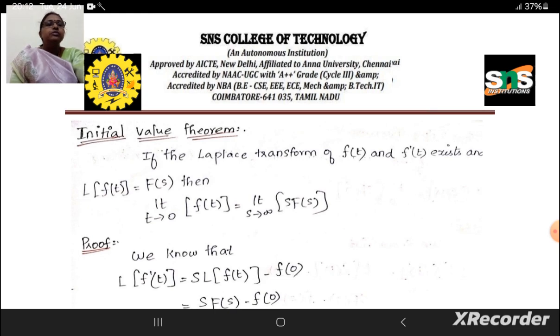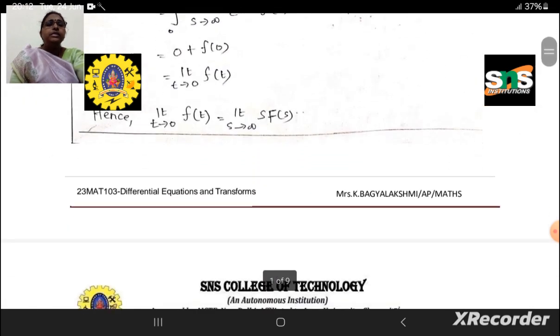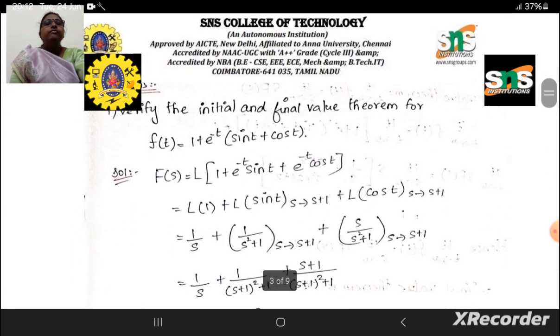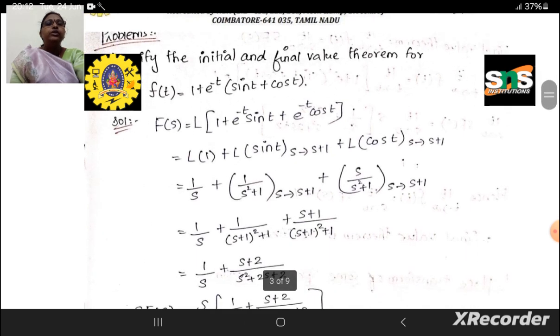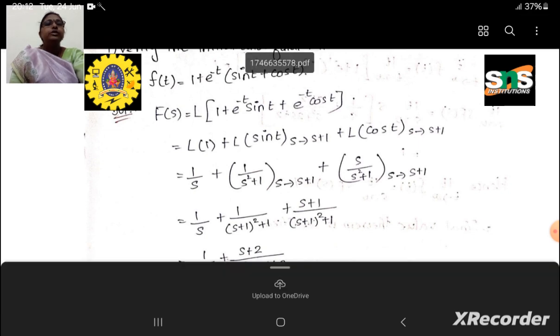Based on this we can go for a basic example sum. The first sum is: verify the initial and final value theorem for f of t equal to 1 plus e power minus t into sin t plus cos t. So this is a basic sum we can choose.